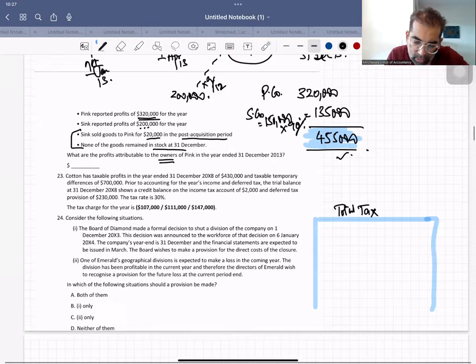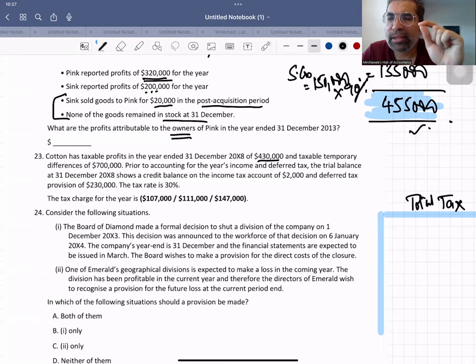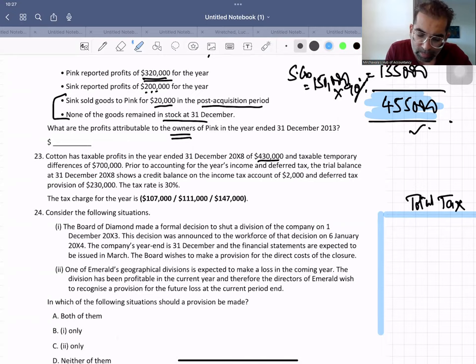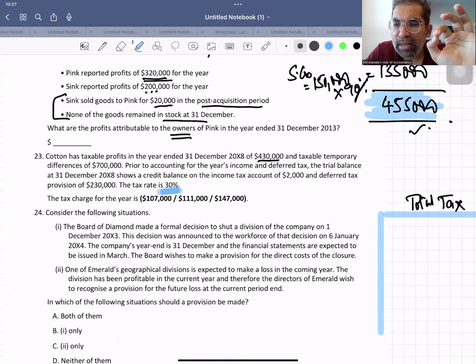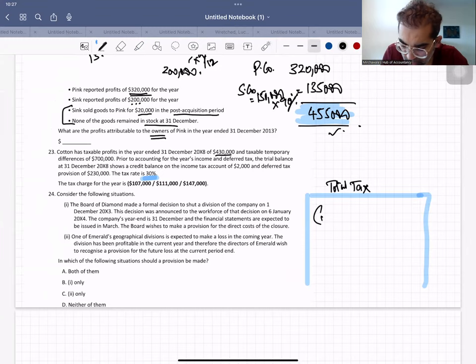Now, let me show you. Cotton has a taxable profit of 430,000. First of all, you need to calculate the current tax provision, this year's current tax. And you know how to calculate this year's current tax? Simply taxable profit multiplied by your tax rate. So what is the taxable profit? 430,000 multiplied by 30%. How much is this? Current tax provision will be 430,000 multiplied by 30%, which gives you 129,000.